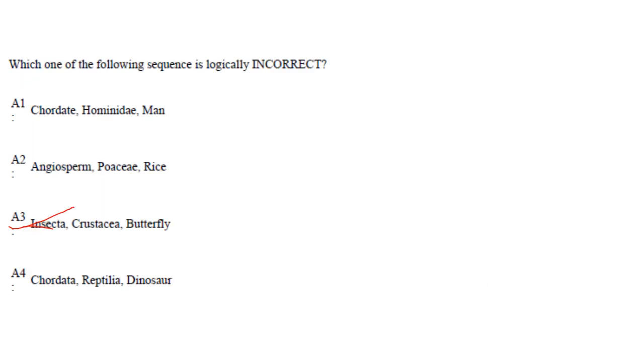Next one. Which of the following sequences is logically incorrect? So chordate, hominidae, man, that is correct. Angiosperm, Poaceae, rice: rice belongs to Poaceae and it is an angiosperm, that is also correct. Then Insecta, Crustacea, butterfly. Crustacea and Insecta are both different. Insecta have 3 body segments, a head, thorax and abdomen, and Crustacea have only 2 body segments, that is head and thorax. Butterfly is an Insecta, so option 3, but it is not a Crustacea. So option 3 is the answer.